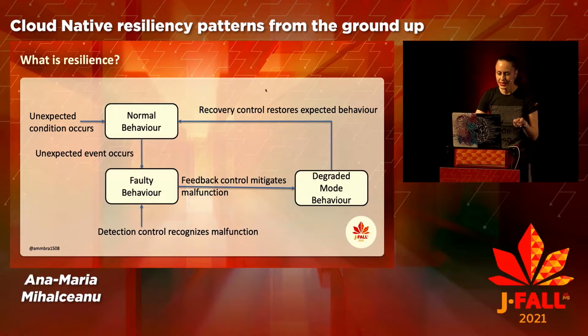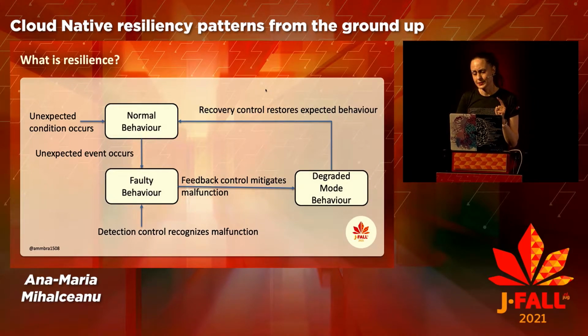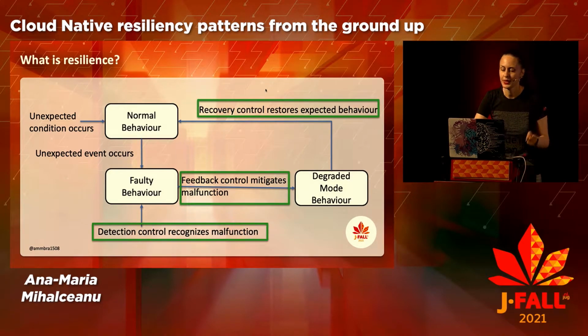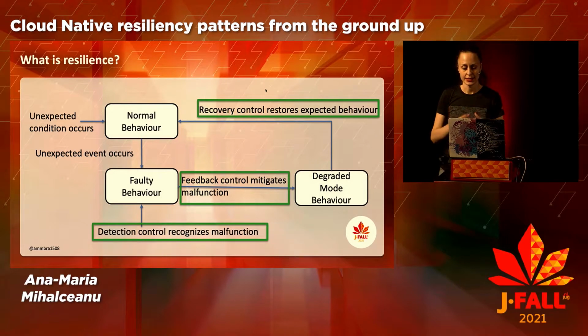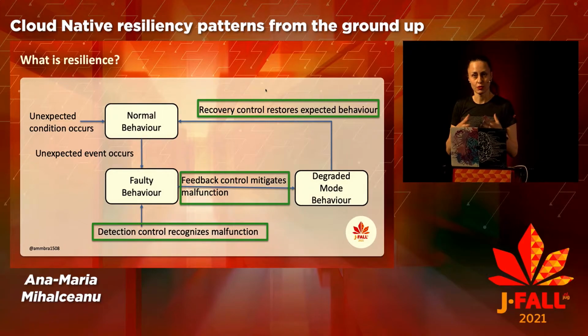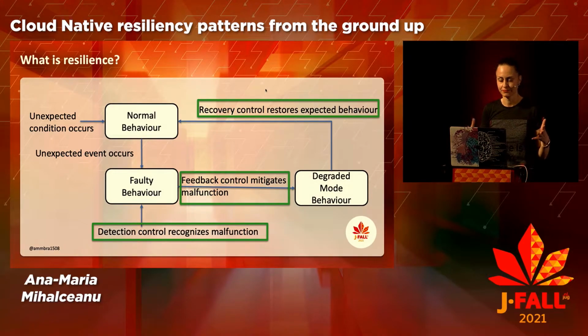Now, what can we control from resilience? Of course, we cannot control unexpected events and unexpected conditions. But what we can control as developers is these three. We can make the detection control mechanism, we can make the feedback, and we can also have control over how our application is recovering. And in today's talk, we're going to look at multiple levels on how to do that.